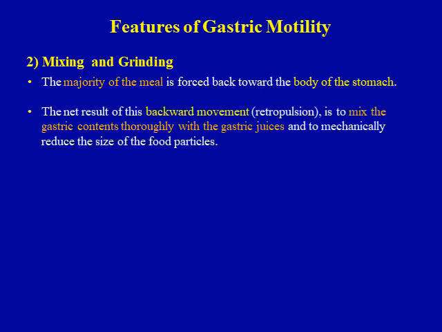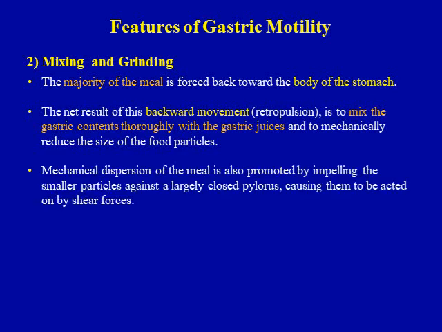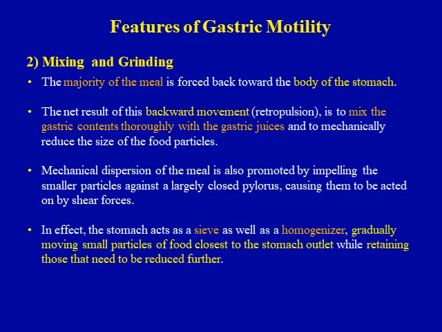As I said, the net result of this backward movement or retropulsion is to mix the gastric contents thoroughly with the gastric juices and to mechanically reduce the size of food particles. Mechanical dispersion of the meal is also promoted by impelling the smaller particles against the largely closed pylorus, causing them to be acted on by shear forces or mechanical forces. In effect, the stomach acts as a sieve as well as homogenizer, gradually moving small particles of food closest to the stomach outlet or the pyloric sphincter, while retaining those that need to be reduced further.